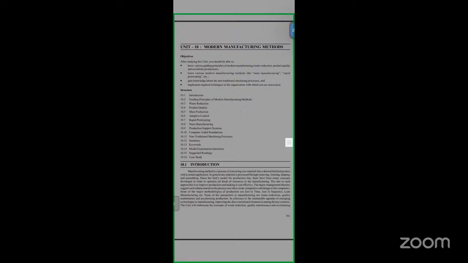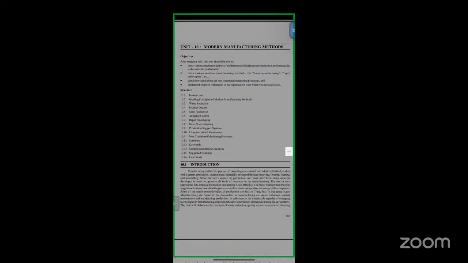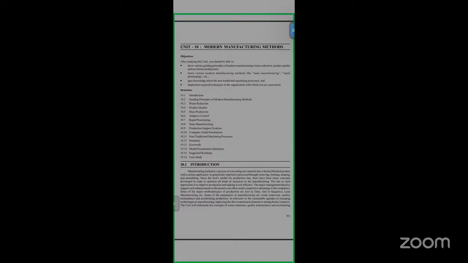Next, we discuss modern manufacturing methods. What are the modern manufacturing methods that are there in the manufacturing system? Here we talk about the guiding principles of modern manufacturing methods: waste reduction, product quality, mass production, adaptive control, rapid prototyping, nano manufacturing, production support systems, computer aided simulations, and non traditional machining processes.